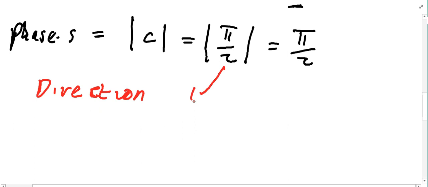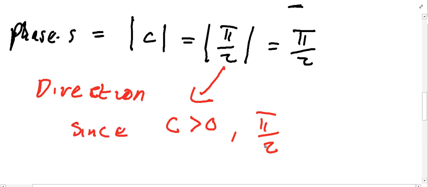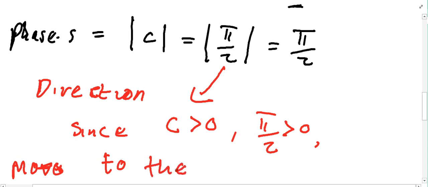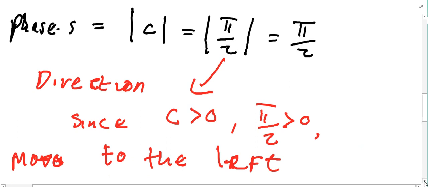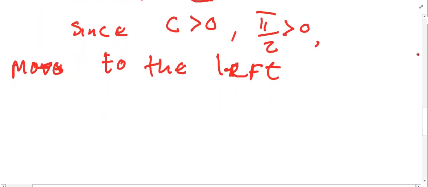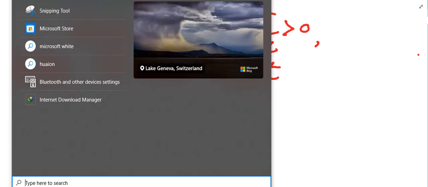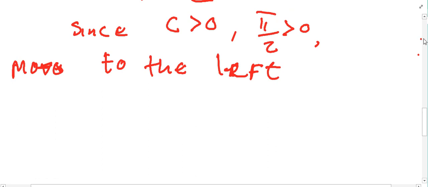When you look at the direction, since C is greater than 0, or since pi over 2 is greater than 0, you move in the opposite direction. So you move to the left. Sorry guys for my handwriting. So since you are moving to the left, now we can easily sketch the graph.